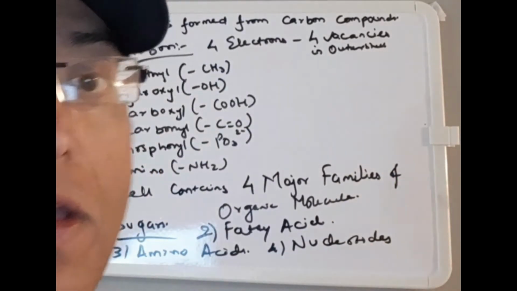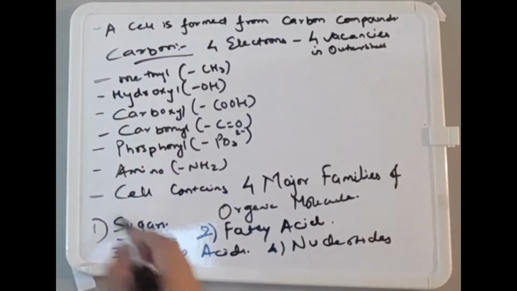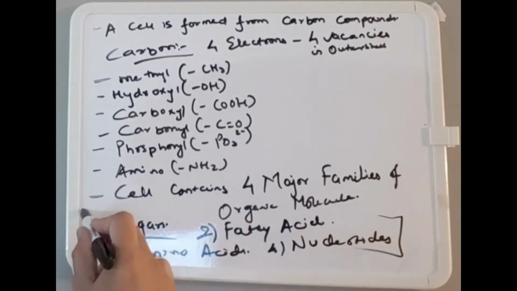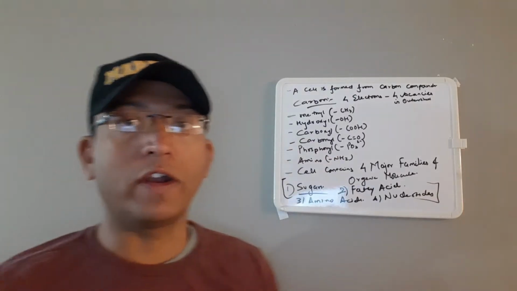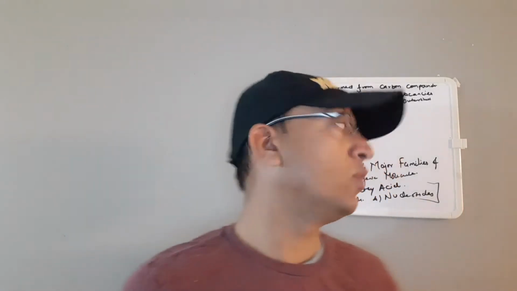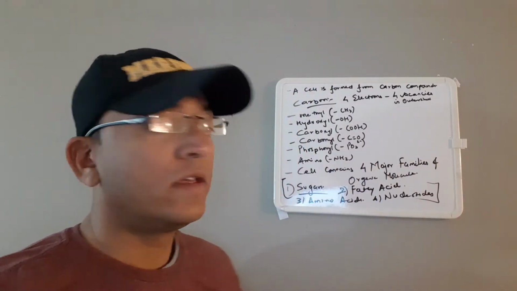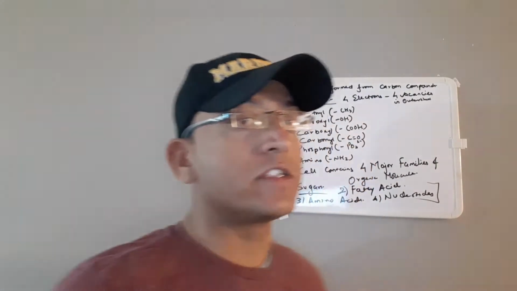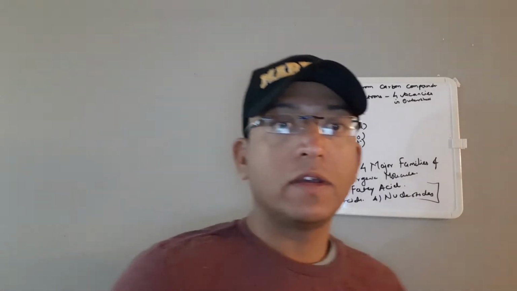nucleotides. All right, so these are the four major families of organic molecules in the cell. So we'll study all this in detail: sugar, fatty acids, amino acids, and nucleotides. All right, so now we'll study about the sugars.